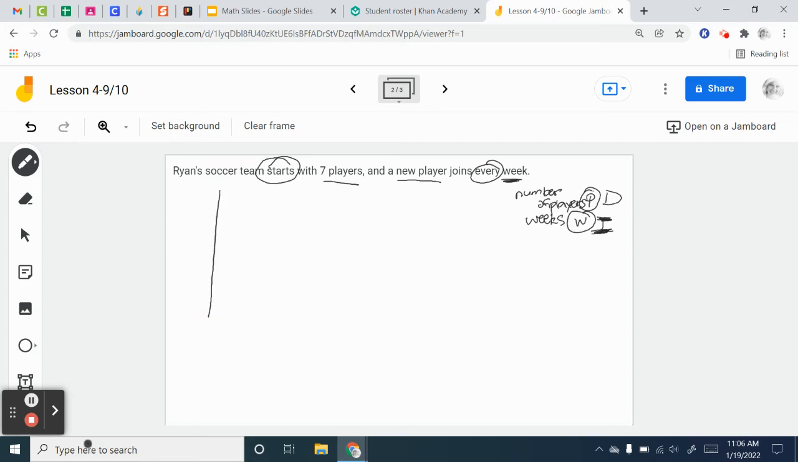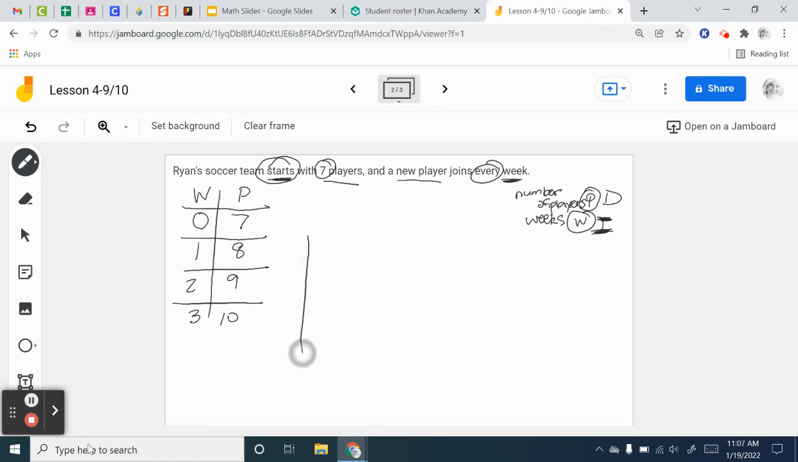So if I wanted to draw my table, my independent variable comes first, so that's W for weeks. And then my dependent variable, the number of players, is in this column. So 0 weeks after they start, before they even started, they already started with 7 players. So before they keep adding players, they already had 7 players. So in 0 weeks, they had 7 players. But then every week after that, they add 1. So in 1 week, they have 8 players. In 2 weeks, they have 9 players. 3 weeks, they have 10 players.